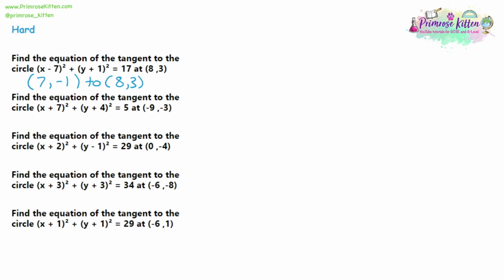And if we can find the gradient of this line, then the gradient of the tangent will be linked to it, which we'll have a look at later. So to find the gradient of this line, like with the medium questions, we're going to have a look at the x coordinates. We have 7 and we have 8. And so to get from 7 to 8, we're going to have to add 1. Then we look at the y coordinates. We have -1 and +3. So to get from -1 to 3, we're going to have to add 4.